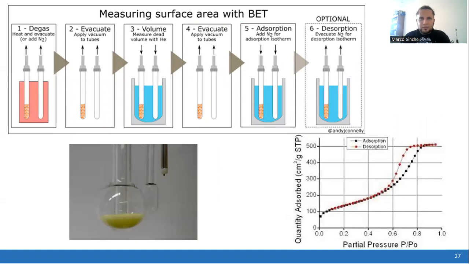There are several stages in the process. First, it is necessary to degas and evacuate all of the gas that could be present in the material. And then the probe gas, which is commonly nitrogen, is put in contact with the material, and the absorption is determined. It is also possible to determine the desorption of the gas, in which case the porous volume, the volume of the pores, could be determined.